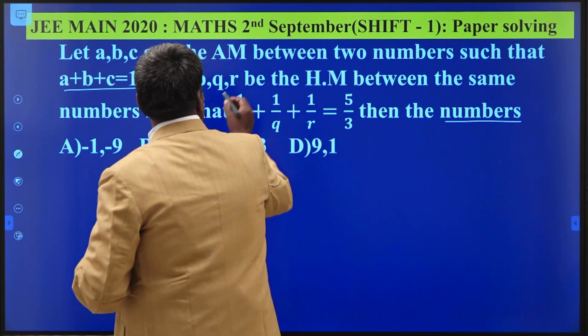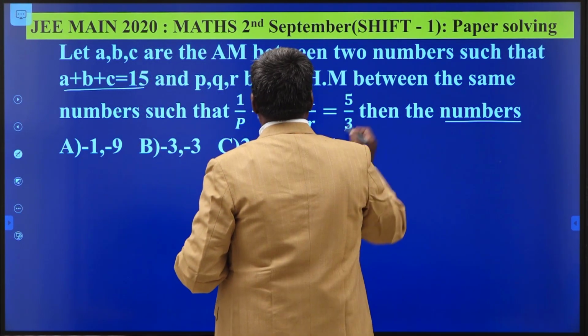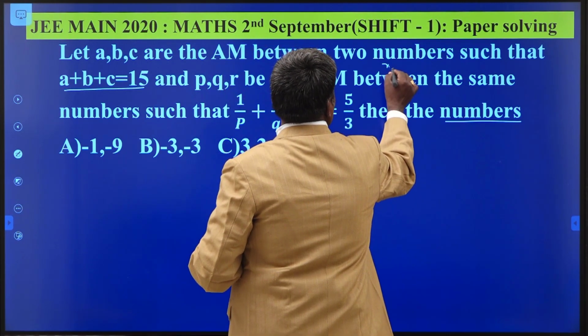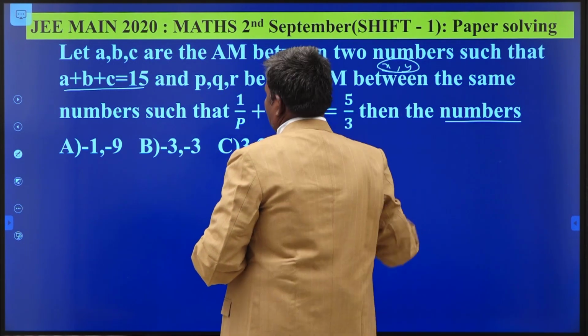A, B, C are the arithmetic means between the two numbers. Suppose the two numbers are, say, x comma y. The two numbers are x comma y.